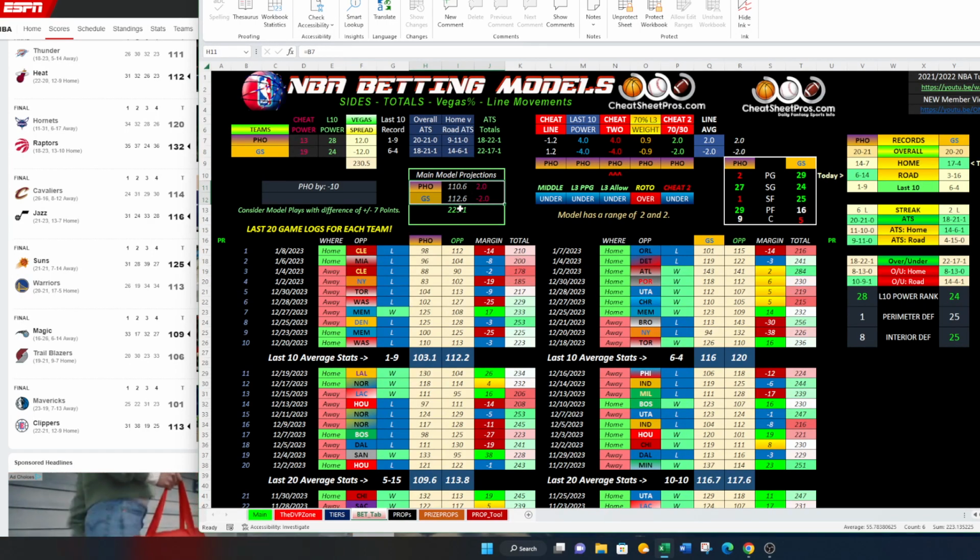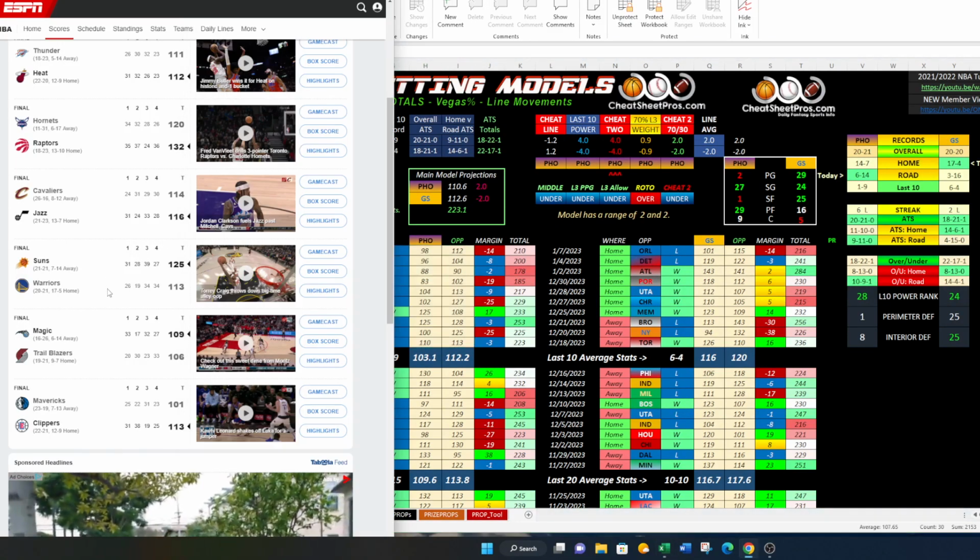So 112 to 110, 113 to 111, depending on if you want to round up or not. But we have Golden State as a 2-point favorite, but Vegas has Phoenix getting 12 points, mainly probably because DeAndre Ayton was out. And look at them, they're 1-9 over the last 10 games. So the underlying stats are decent. We're saying, hey, 12 points is too many to give this team. And then we come over here, we take a look at it.